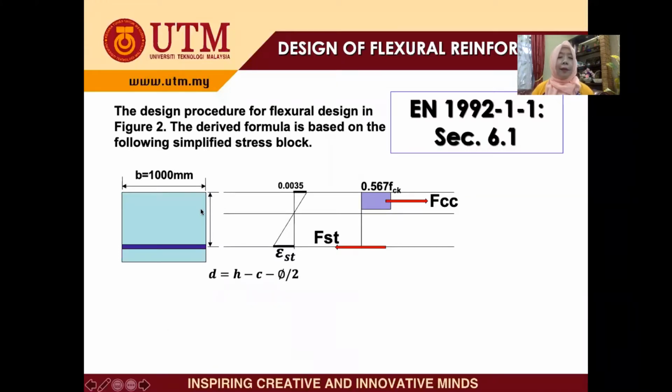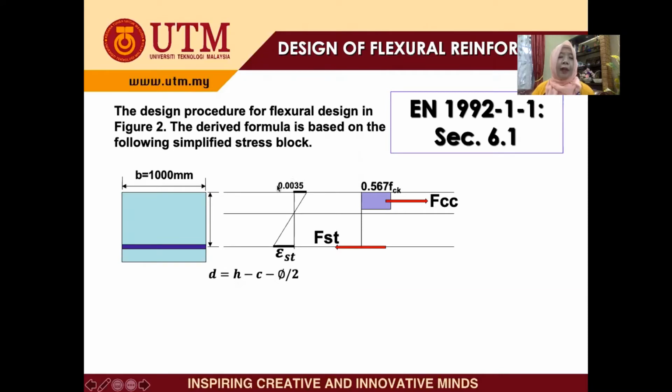Okay, so remember during our design for the beam, but this time because this is slab, the B is fixed to 1000. For the beam, we have the dimension of the B. Now when it comes to slab, B will be fixed at 1000, and this is the steel. So we have a strain like this.